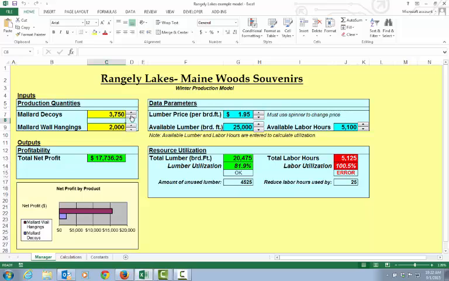So this would be, again, helpful for the user in that it indicates, hey, when you're starting to choose a potentially infeasible production quantity. So we'll go back to there.